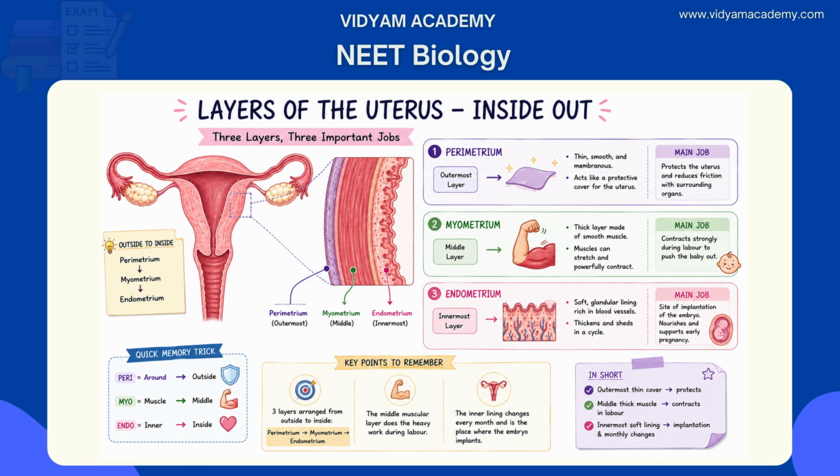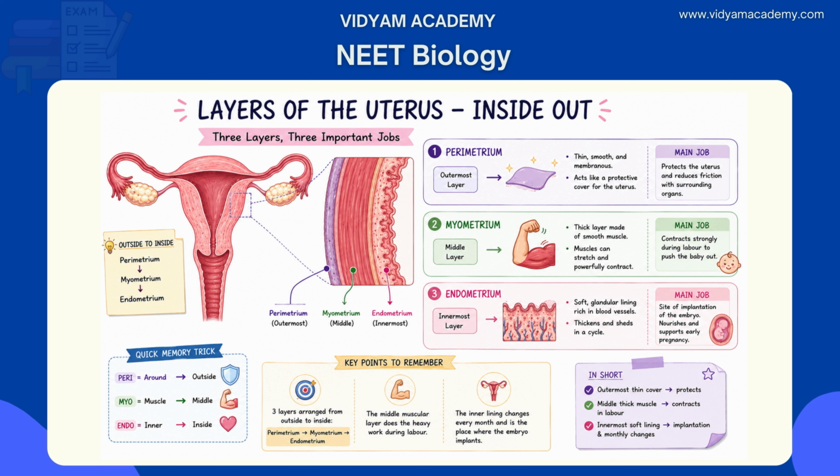The uterus is made up of 3 concentric layers arranged from outside to inside: perimetrium, myometrium and endometrium. The perimetrium is the outermost thin serous membrane. It's simply a protective covering with no muscular or secretory role.